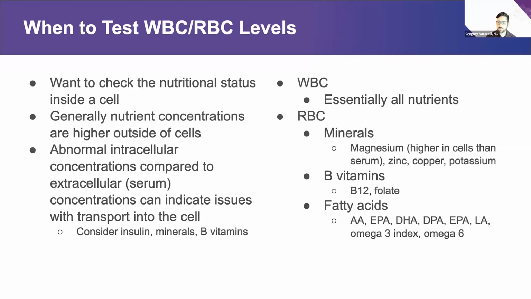For red blood cells, there are some specific nutrients that people like to test. Magnesium, which is actually higher inside red blood cells than it is outside. Zinc, copper, potassium. For B vitamins, often I'll see people running B12 and folate or B6 levels. And then you could also look at fatty acid levels inside the red blood cell to compare that to outside of the red blood cell. It's more of a longer term measurement of fatty acid status rather than just looking at non-red blood cell fatty acids. If someone took a big omega-3 dose in the days prior, it might not have gotten into your red blood cells yet. So some people like to run both, quite frankly.